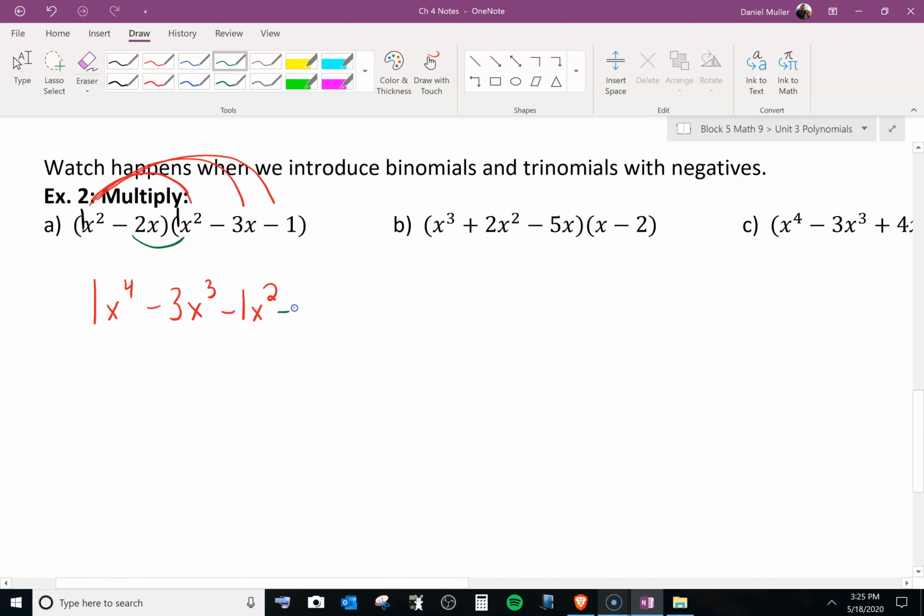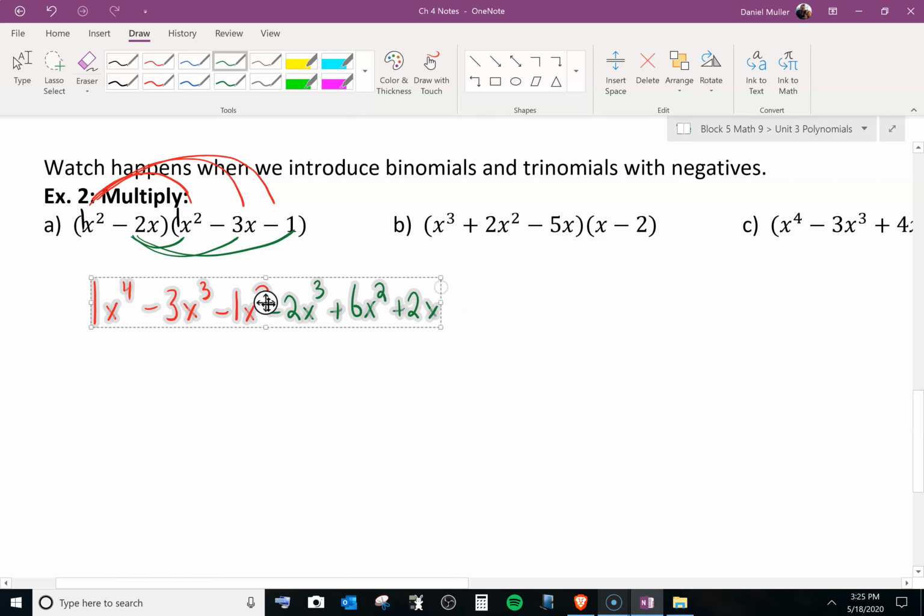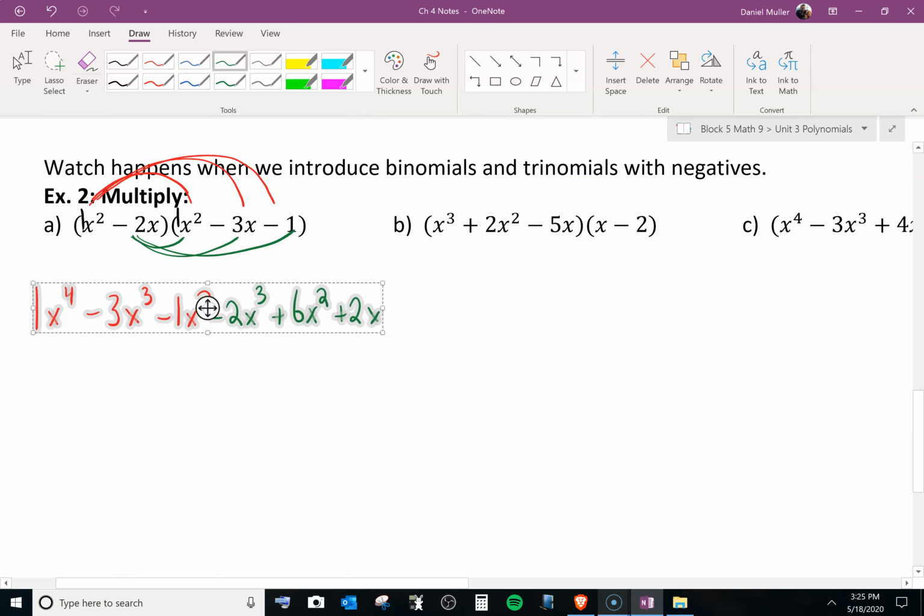-2 times 1 is -2. And there's x and x squared for a total of 3 of them, x cubed. -2 times -3 is +6. x and x gets me an x squared. And -2 times -1 is a +2, and there's just an x. Now, I can shrink it, and I can move it over a little bit.